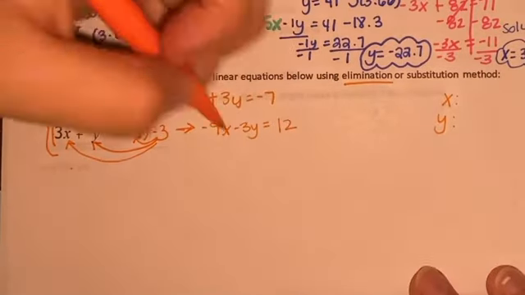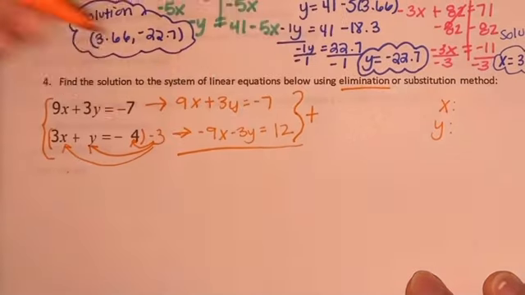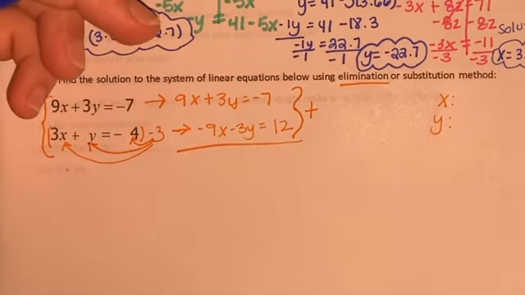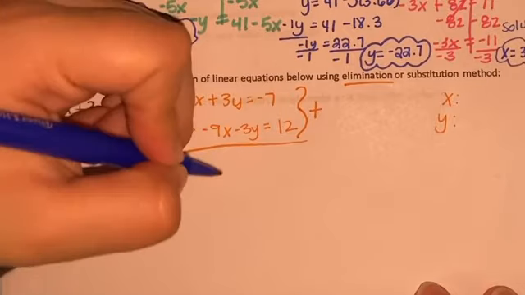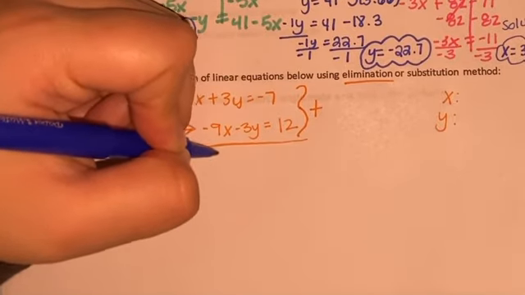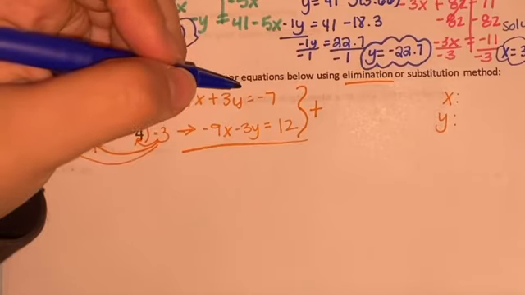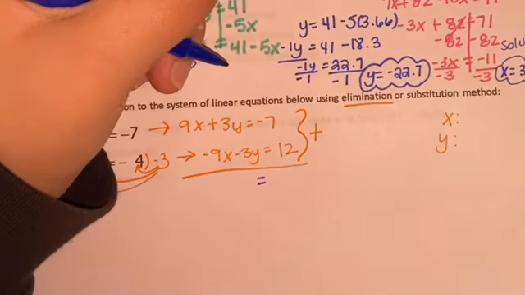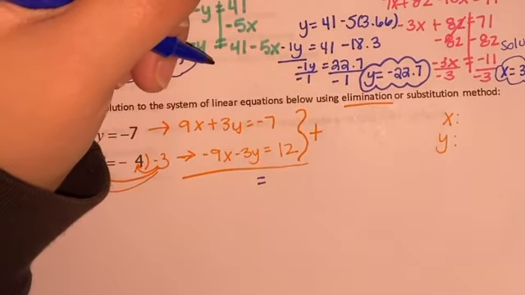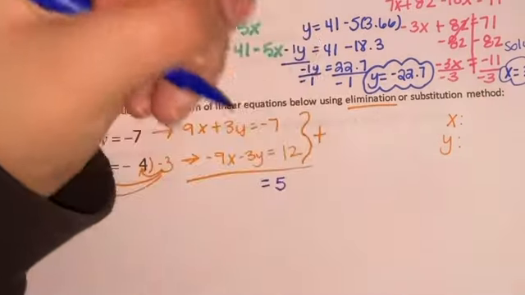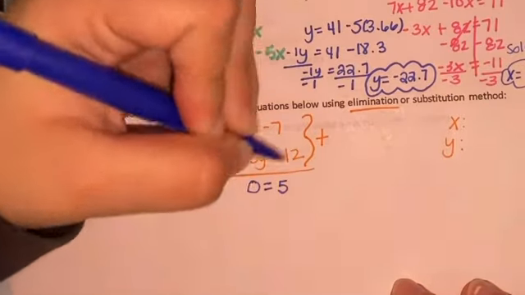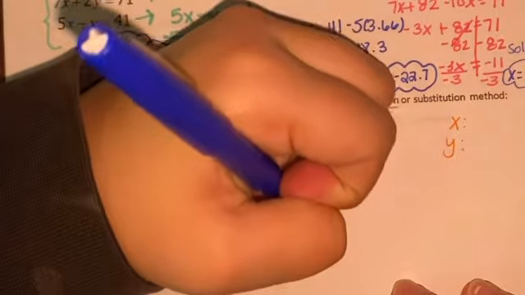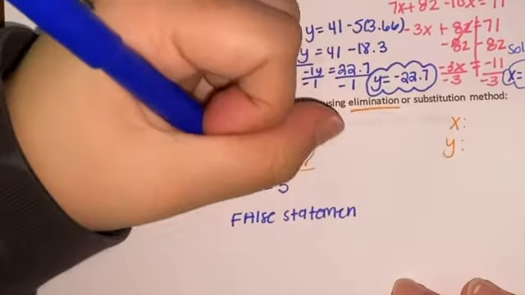So we're going to add these together. So when we add together, 9 plus negative 9 is 0. So you don't have to write it down, or you could just to have it, but 3 plus negative 3 is also 0. So we're left with negative 7 plus 12, which is 5. So since they're both 0, this is a false statement because 0 doesn't equal 5.